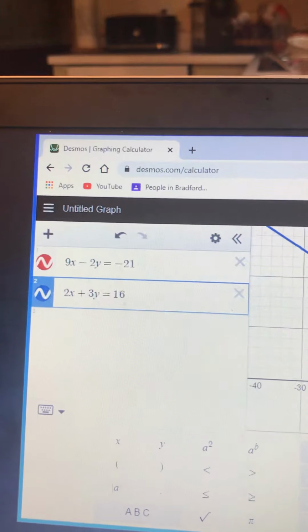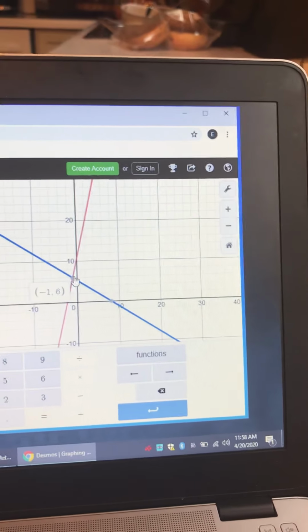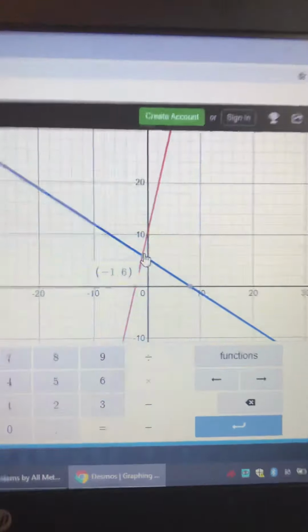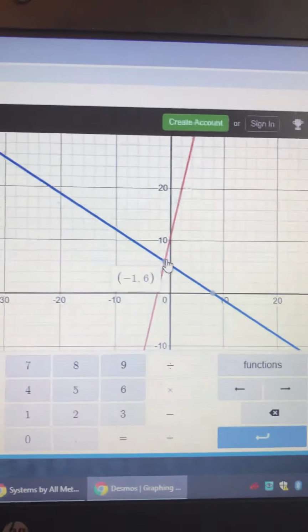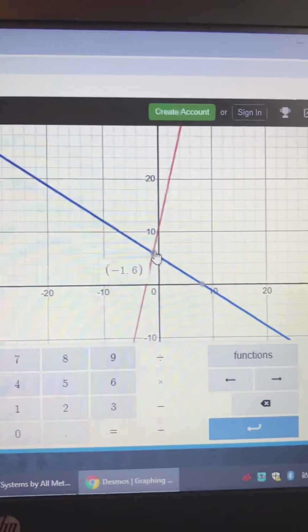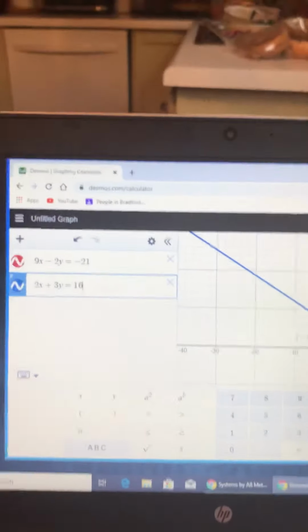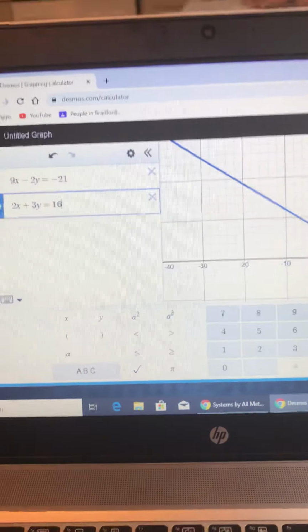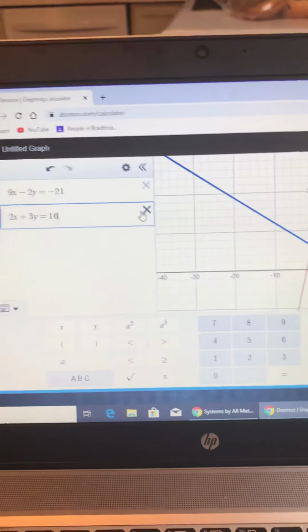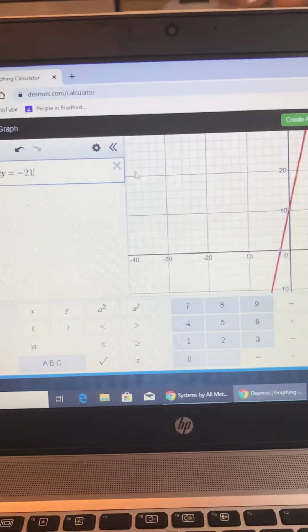Now, how do you find your answer? You move your cursor, and you can see that the intersection point is negative 1, 6. So that is our answer to our first system. It's a pretty good program. It will work for any system. Again, you just have to follow the code. We're going to X both of those out.